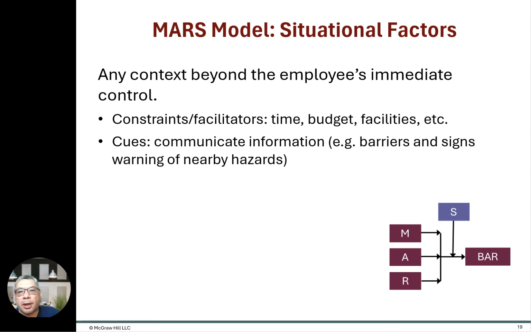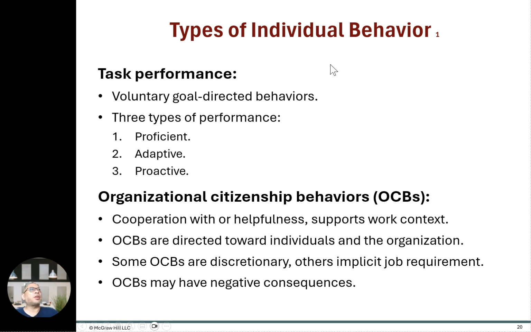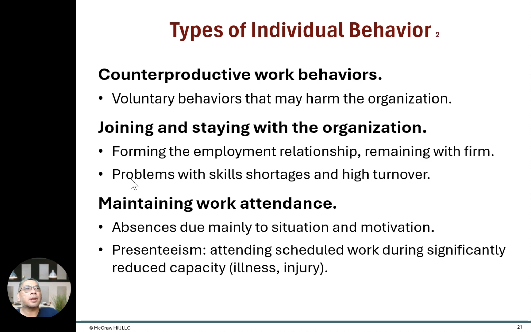What are the types of individual behavior? In terms of task performance, there is task performance in terms of evaluative, goal-directed behaviors. There are three types of performance: proficient, adaptive, and proactive. What is organizational citizenship behavior, OCB as they call it? Cooperation and helpfulness to support the work context. OCB is directed toward individuals and the organization. Some OCB are discretionary, others are implicit job requirements. OCB may have negative consequences.